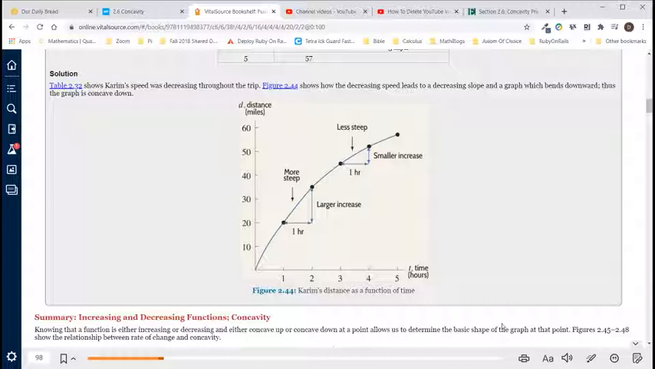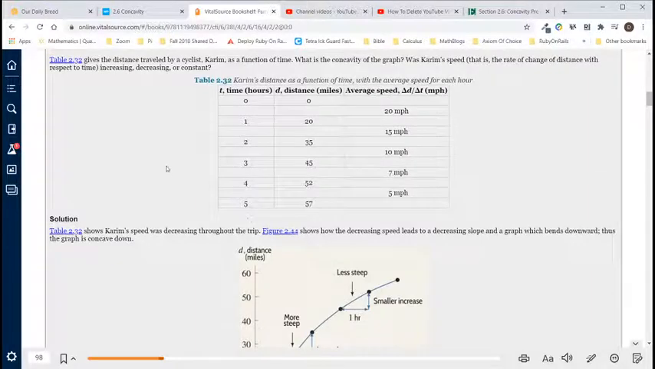What they showed us in example 2 was a function that's very clearly concave down. You can see that it's part of a frown, and you can see that the increases as you move to the right are getting smaller and smaller. Now, in terms of the table instead of the graph, this is what they gave us.